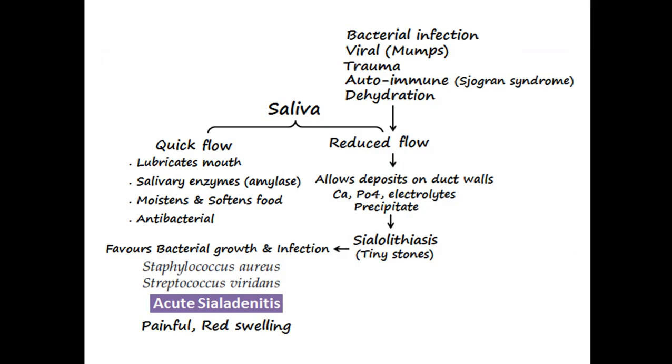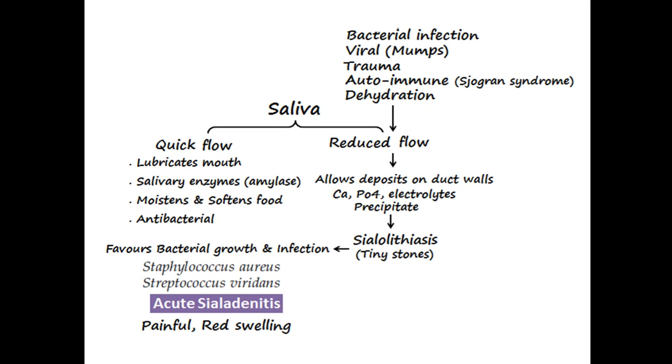Now, bacterial infections, viral infections, injury or trauma to the salivary glands, the autoimmune Sjogren syndrome, and dehydration will make the saliva more concentrated and viscous, and automatically it will lead to reduced flow. Normally, with quick flow of the saliva, when there is no abnormality or pathology in the salivary glands or in the ductal system, it will lubricate the mouth and start digestion of carbohydrates through the salivary amylase.